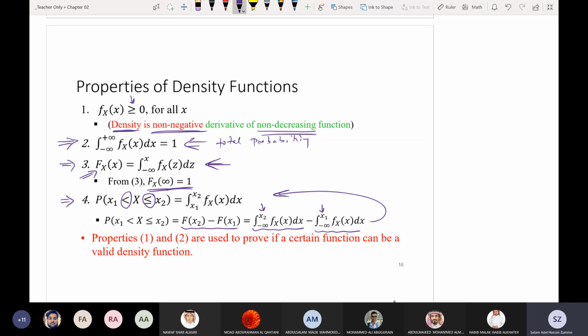Now, properties 1 and 2, هذول الاثنين, can be used to prove whether a certain function is a density function or not. أول شيء, it has to be a positive function. ثاني شيء, it has to integrate to 1. يعني مثلا function like this is not a valid function, لأنه negative. It has to be always positive, and the area under the curve equals 1.